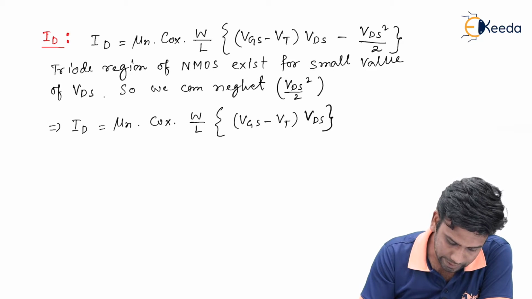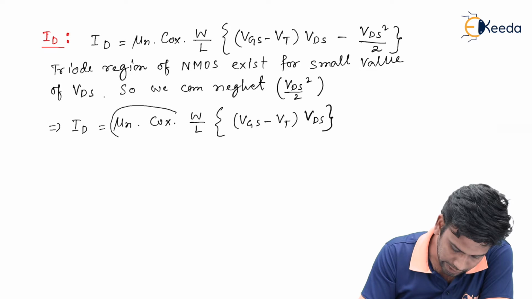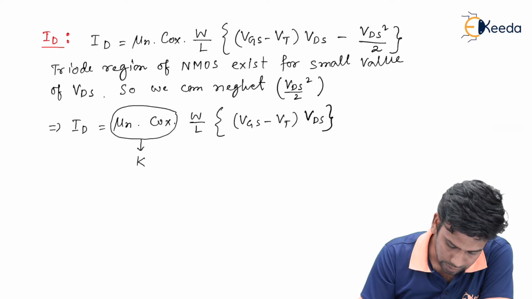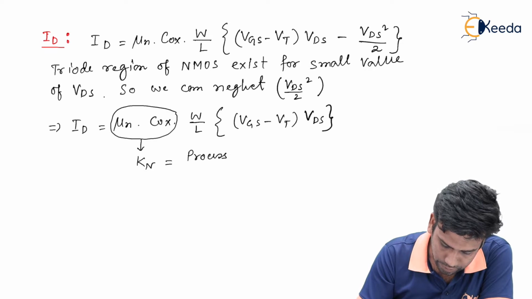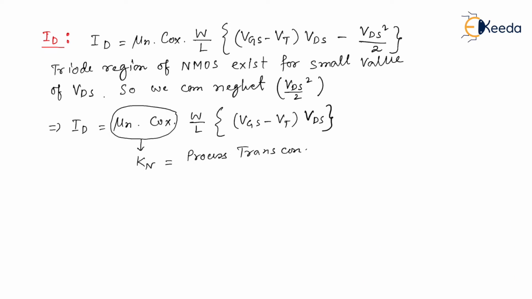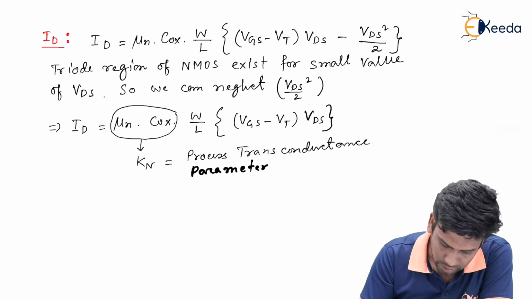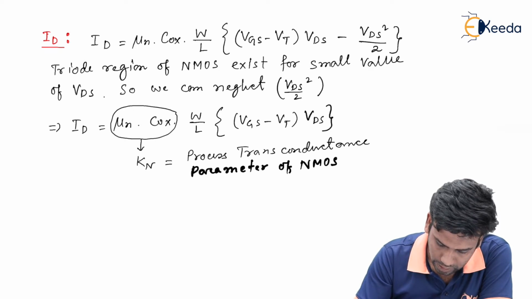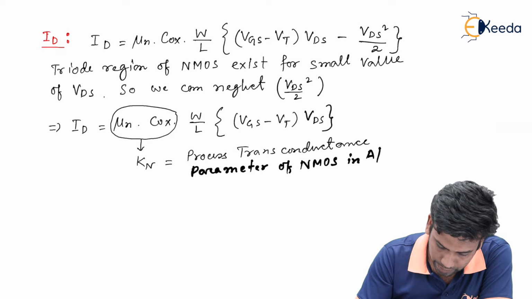Now, if I take this mu n into COX as constant, because it will be a constant value, I am terming it as Kn. So this Kn is the process transconductance parameter of the NMOS transistor, and the unit is ampere per volt square.